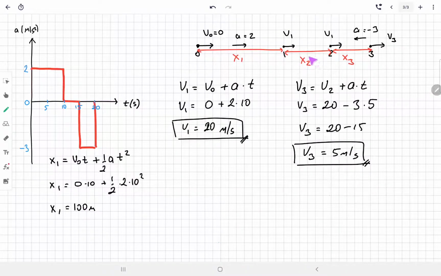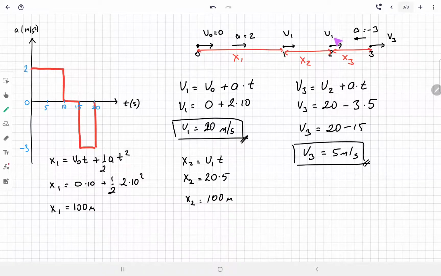Now let's come to x2. Motion between point 1 and 2 is motion with constant velocity. It means x2 will be equal to v1 times time, because no acceleration, only velocity, and this velocity is constant. So x2 will be equal to velocity at point 1. We already calculated 20. Time between point 1 and 2 is actually 5 seconds from the graph. So x2 will be equal to, again, 100 meters.